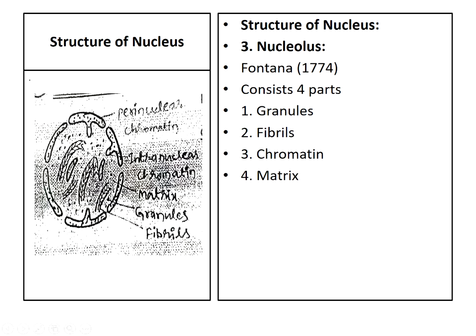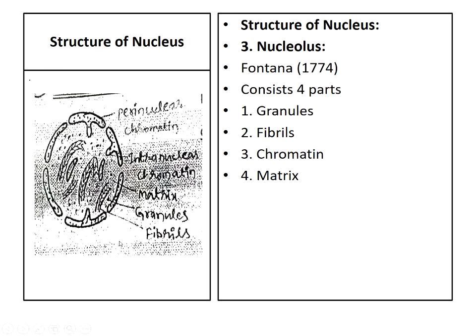In the diagram you are observing the structure of the nucleolus, and this nucleolus is a dark stained round structure found inside the nucleus. Generally one nucleolus is present in a nucleus, but sometimes the number may vary. The nucleolus was first discovered by Fontana in the year 1774, and the ultrastructure of the nucleolus reveals four parts, that is granules, fibrils, chromatin and a matrix.